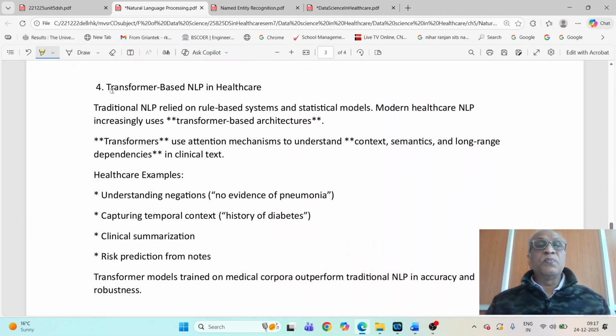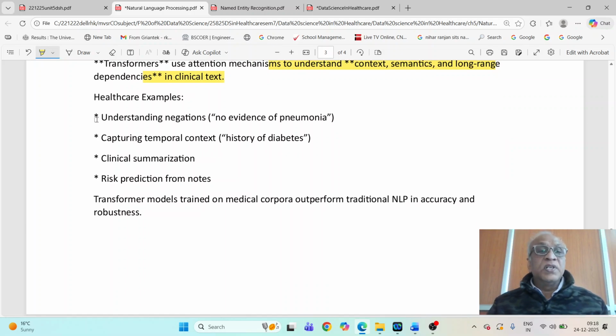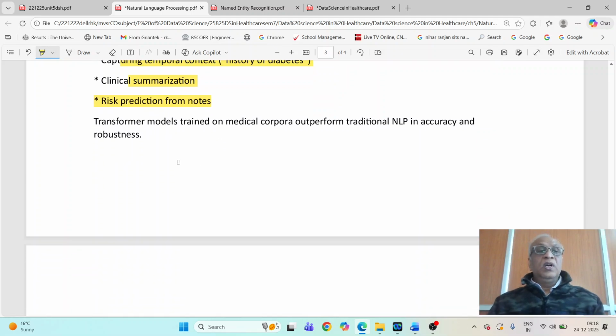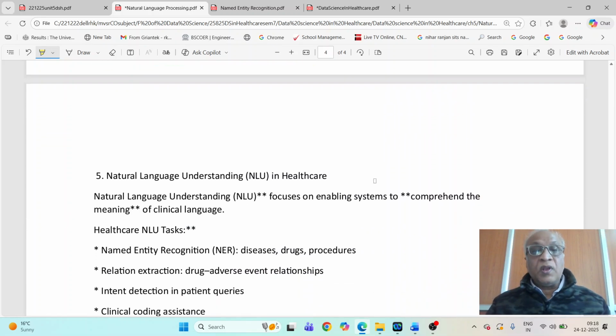Coming to transformer-based NLP in healthcare, they are the mechanism used to understand context, semantics, and long-range dependencies in clinical text. Examples: understanding negations, for example, no evidence of pneumonia; capturing temporal context like history of diabetes; clinical summarization; risk prediction notes. Transformer models trained on medical corpora outperform traditional NLP in accuracy and robustness.